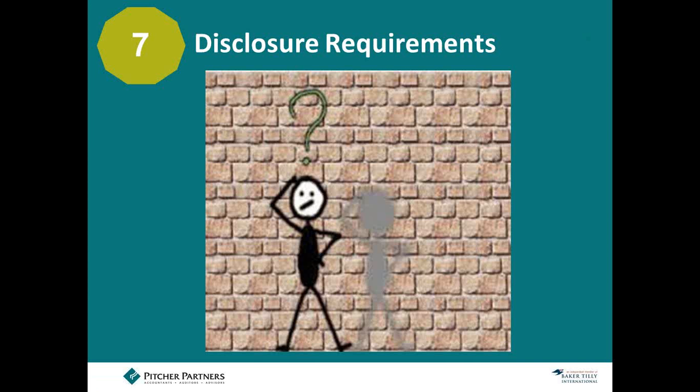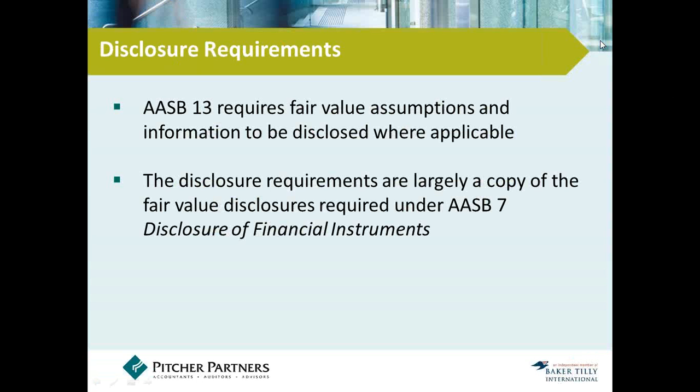The last thing I want to talk about, which is really important, is disclosure requirements. We want to get to consistent, comparable disclosures, so users of financial statements get consistent, comparable information. I've said it up front, but I want to say it again: AASB 13 must be applied prospectively from the beginning of the annual period in which it is initially applied. So what does that mean?